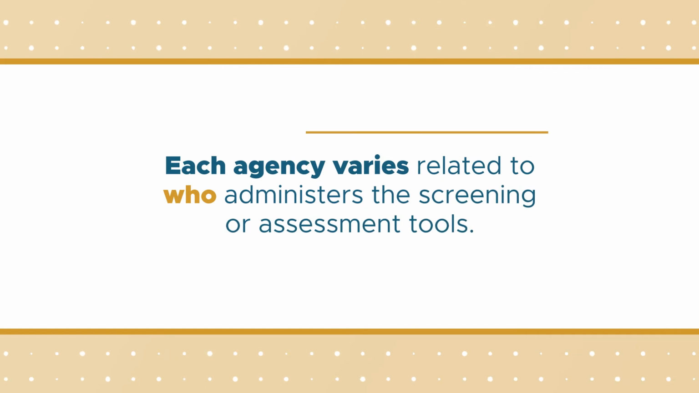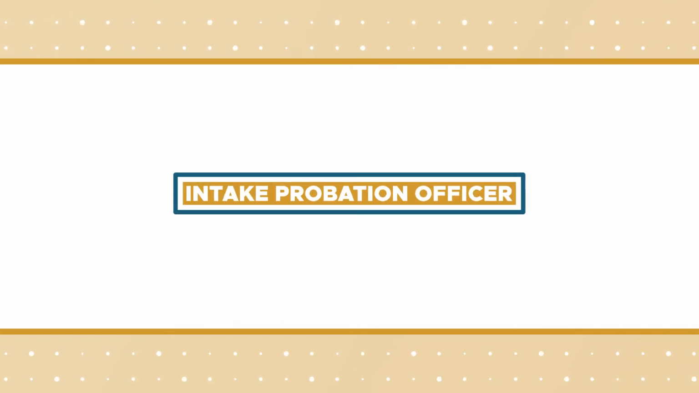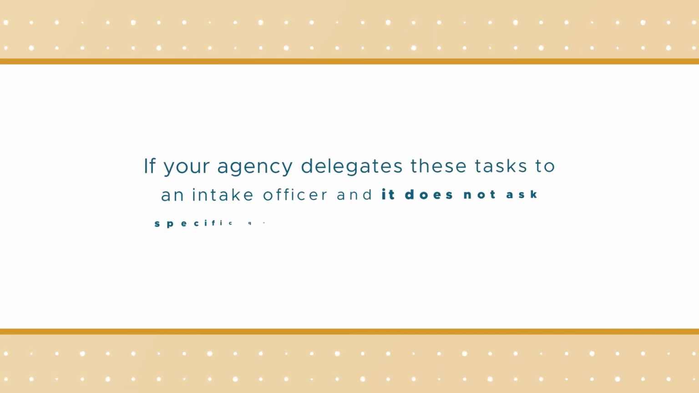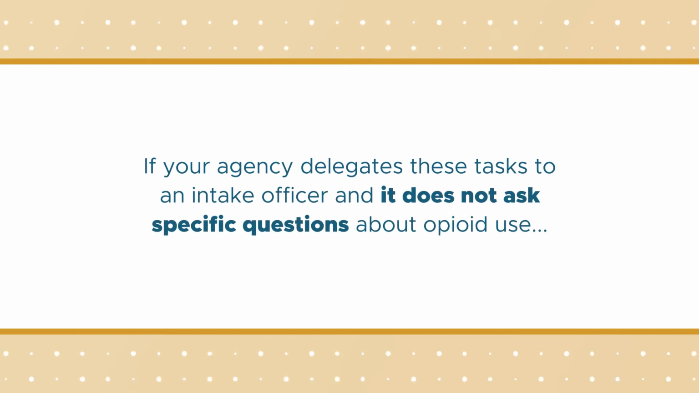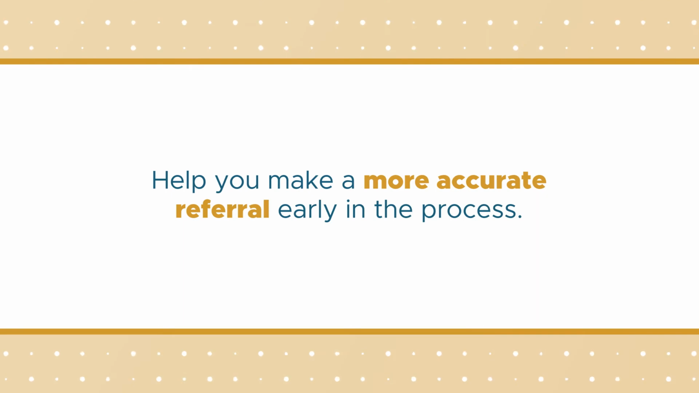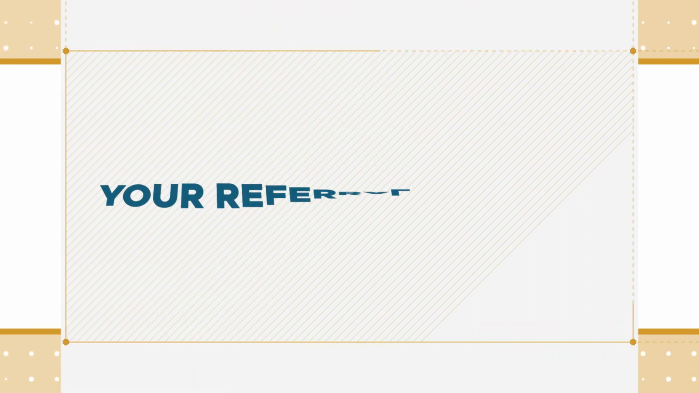Additionally, each agency varies related to who administers the screening or assessment tools. For some agencies, this might be an intake probation officer, and for other agencies, the probation officer might administer all tools. It's especially important if your agency delegates these tasks to an intake officer and it does not ask specific questions about opioid use, that you include these questions in early conversations with the individual on probation. Remember that this early recognition that opioid use could be an issue for the individual will help you make a more accurate referral early in the process.